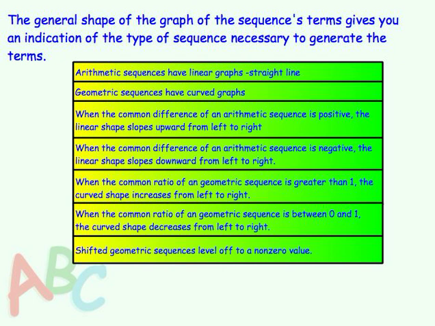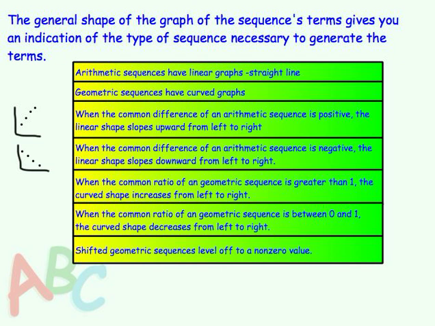When the common difference of an arithmetic sequence is positive, the linear shape slopes upward from left to right. So the graph looks something like that. When the common difference of an arithmetic sequence is negative, the linear shape slopes downward from left to right. So it looks something like that.